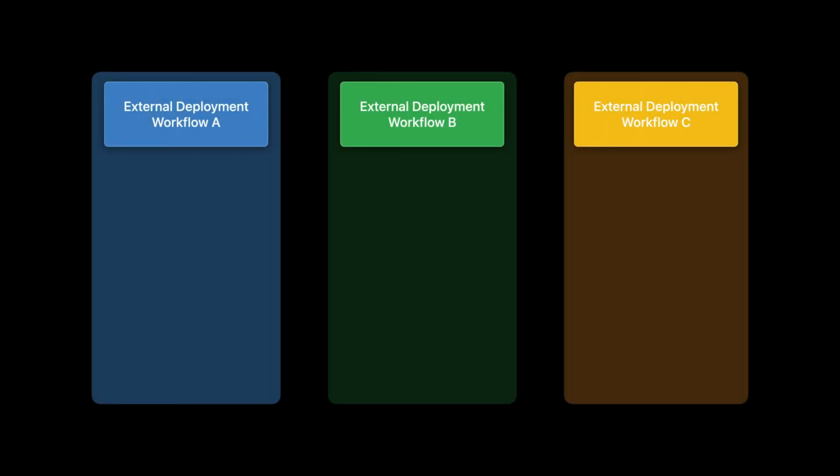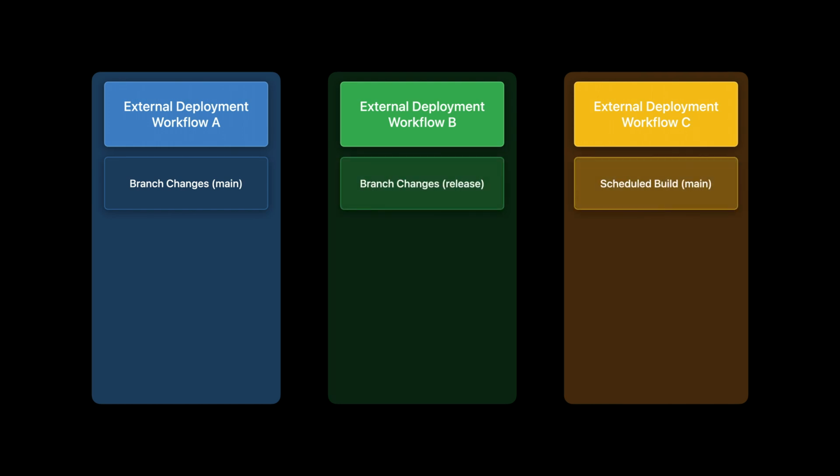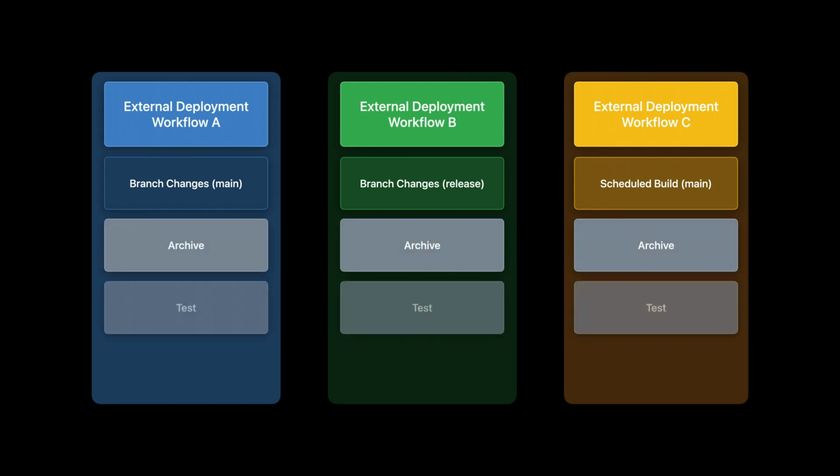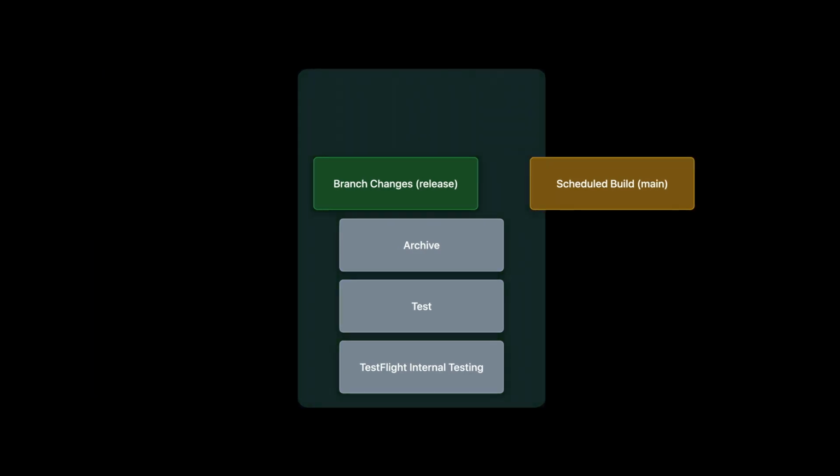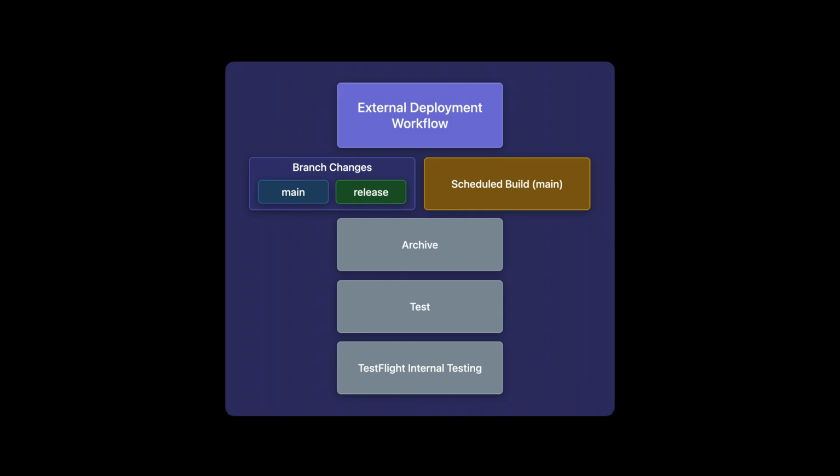To illustrate, in this example, I want to kick off a build given the following conditions. If there are changes in the main branch or the release branch, or if there's a scheduled build for the main branch, then run the same set of archive and test actions as well as deploy to TestFlight for internal testing. Instead of creating 3 workflows and managing them and keeping them in sync, I'd create a single workflow specifying all the start conditions in one go.